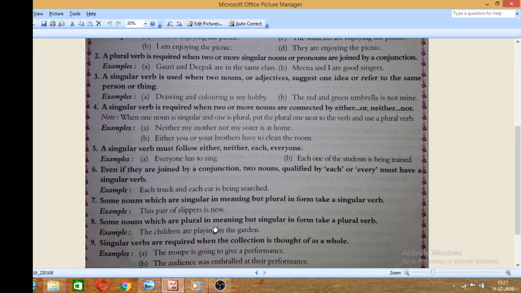Some nouns which are plural in meaning but singular in form, these are plural in meaning. The children, it is plural in meaning. The singular form of children is child, so children is the plural form, that is why the plural verb are has been used.